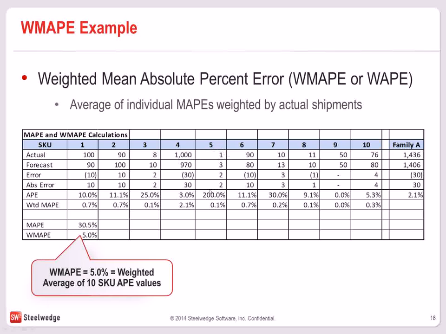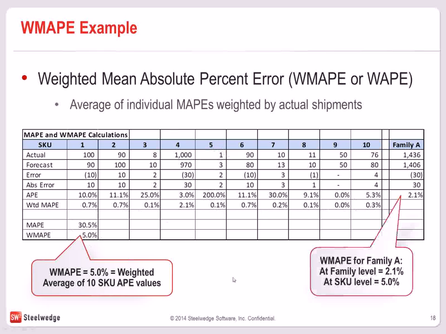It only had an actual of 1. So even though its percent error is very high, its contribution is low. So we can see that the weighted MAPE across these items is quite a bit lower than the MAPE value. So that weighted MAPE was 5%. 5% is, in fact, if you're into the calculations, the sum of these 10 values here.